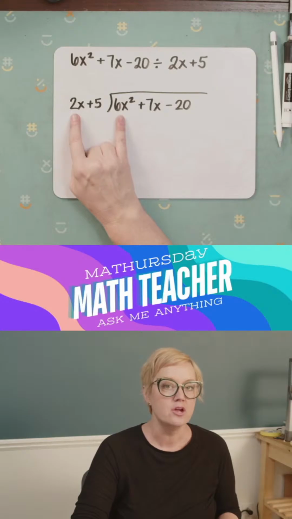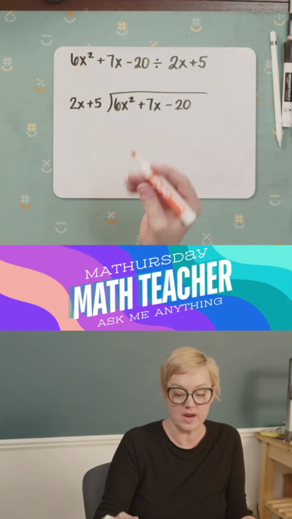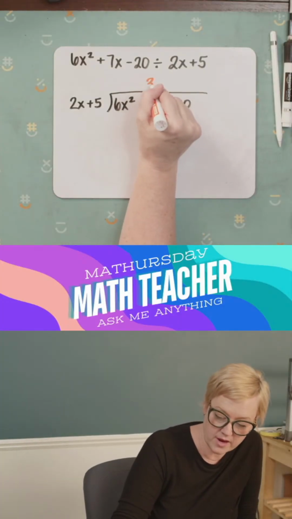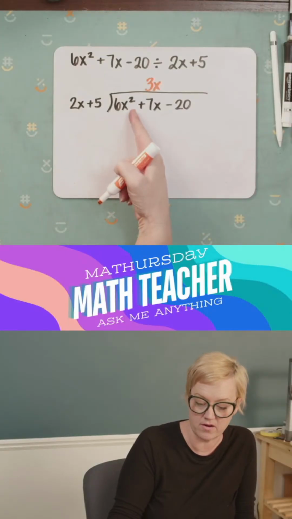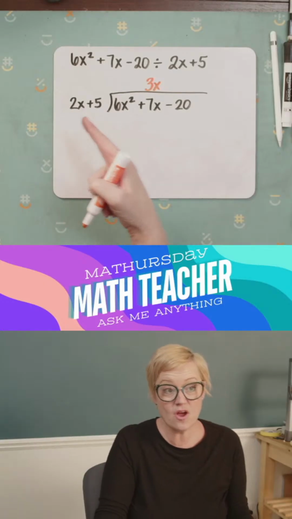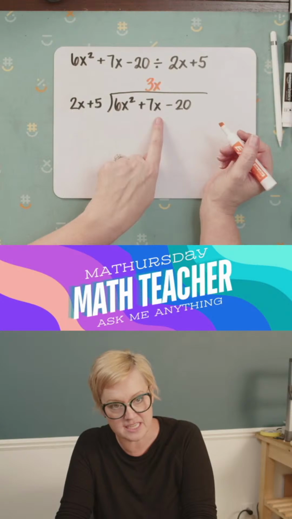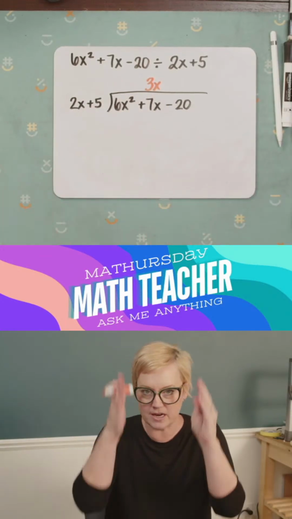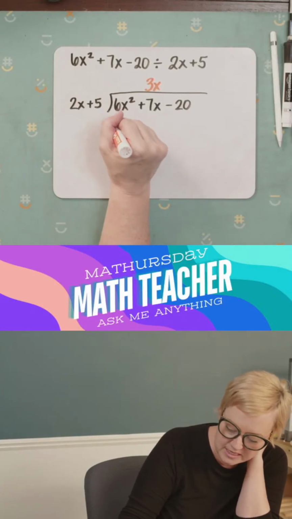So we think, okay, 2x times what equals 6x squared? Well, it's got to be 3x. So 3x times 2x gives me 6x squared. This plus 5 is just along for the ride. Now notice that I kind of moved this. I put the 3x over the 7x. You kind of keep them lined up, right? It's all about organization. So 3x times 2x gives me 6x squared.